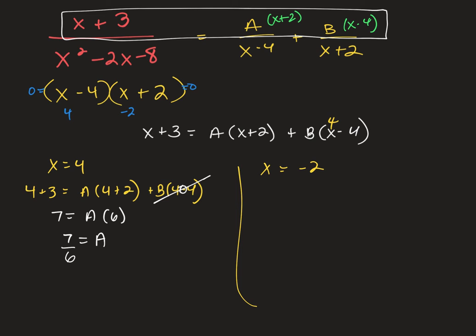Then I repeat that whole process with the negative 2. So negative 2 plus 3 equals, again, I know this is going to be negative 2, and that would be my 0. I don't have to write the a. If you need to see it, write it. 1 equals, this is gone, b times negative 6. Divide both sides by negative 6. And b is negative 1/6.